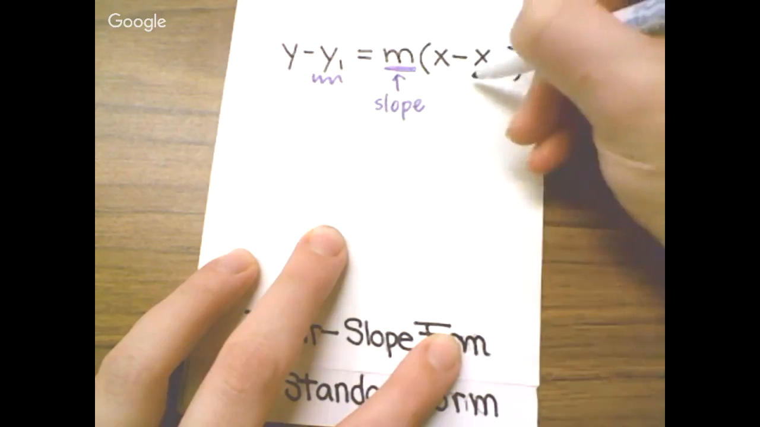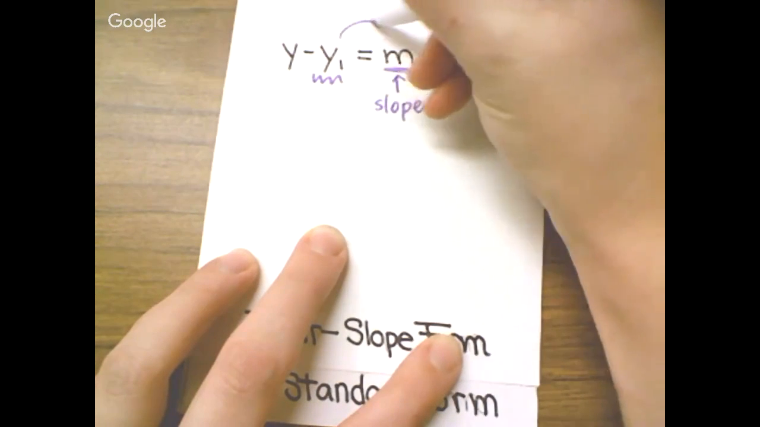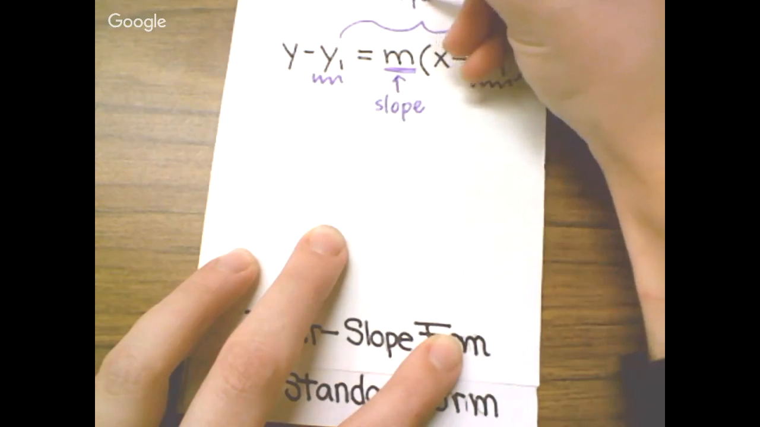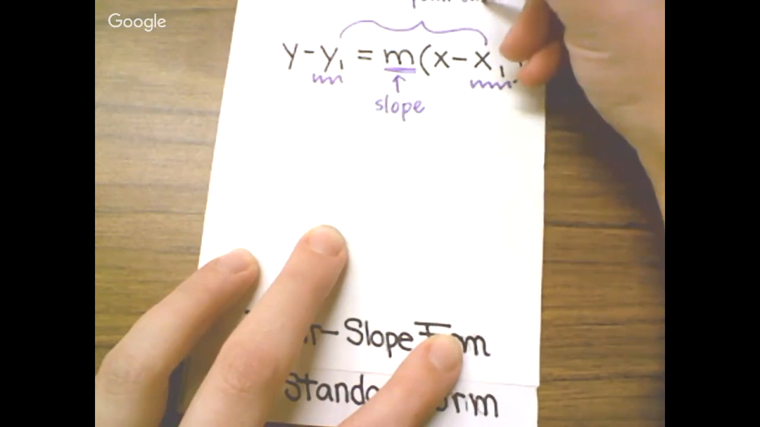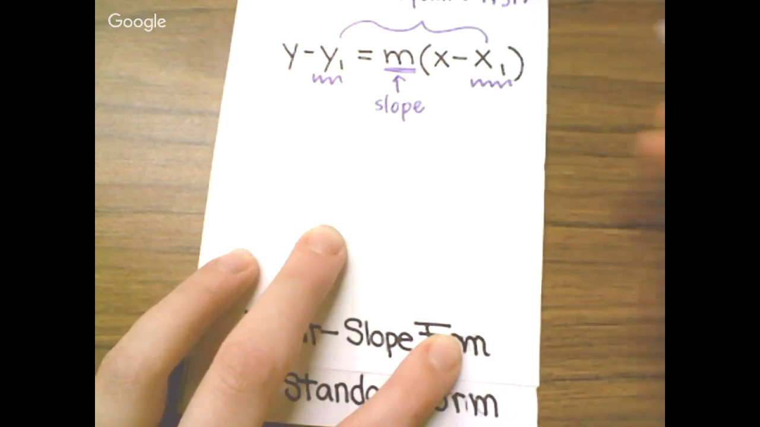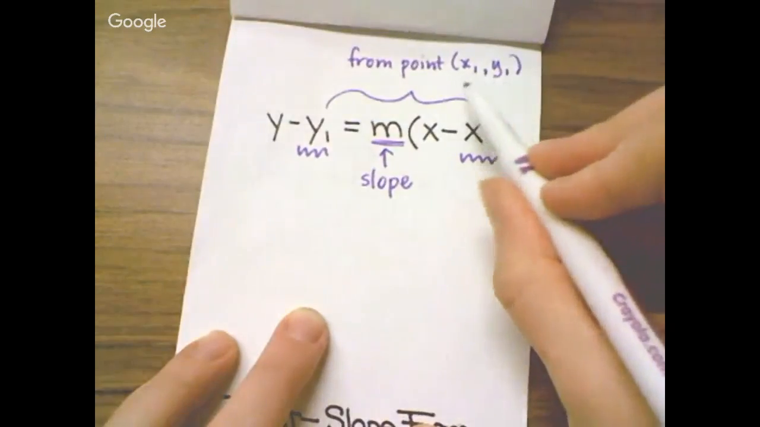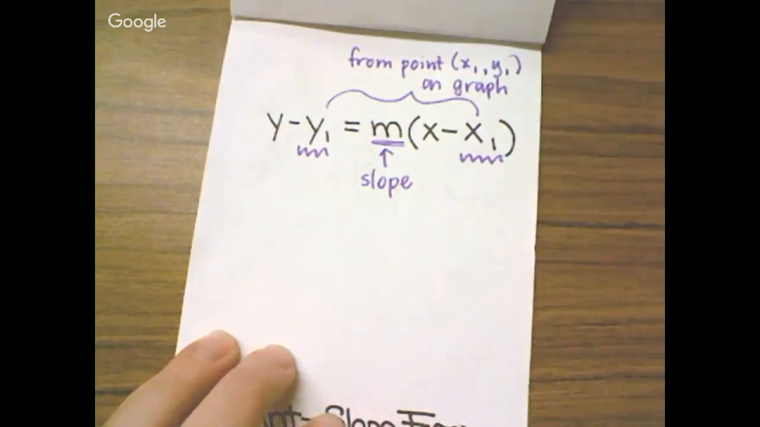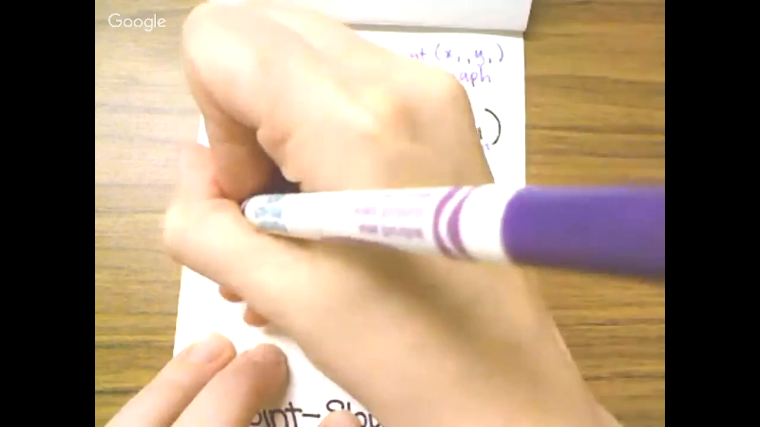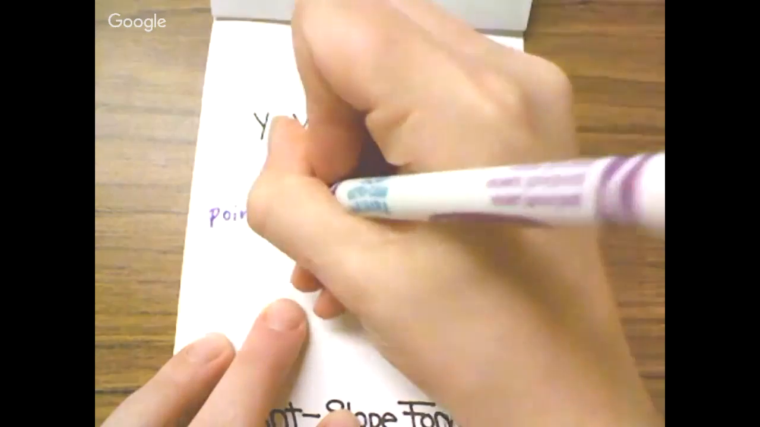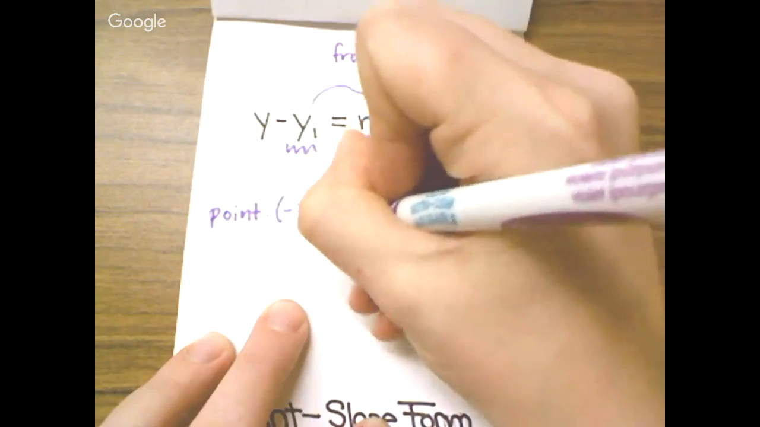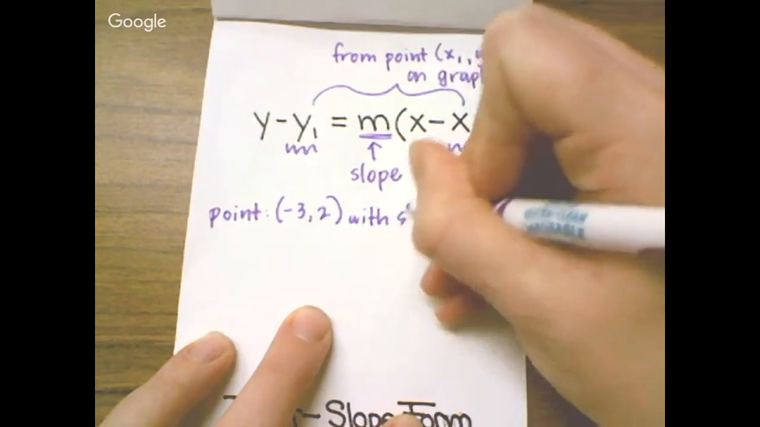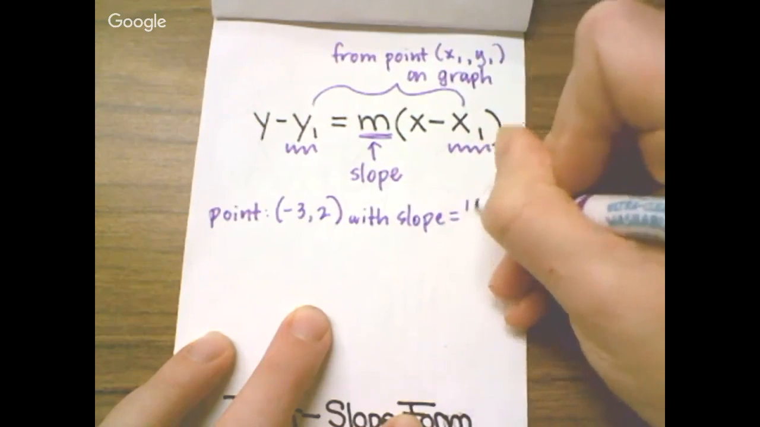Nothing has changed. This is still my slope. This y1 and x1, this is from a point on my graph. So this is from point, and we're going to say x1, y1. So it's just any point on the graph. So let's say we're talking about our line passing through the point -3, 2 with a slope that is equal to 1/2.